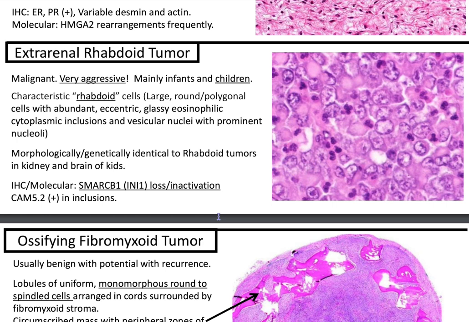Extrarenal rhabdoid tumor. These are malignant, very aggressive in infants and children. You'll have these characteristic rhabdoid cells, these large, round, polygonal cells with abundant, eccentric, glassy, eosinophilic cytoplasmic inclusions and vesicular nuclei with prominent nucleoli. It's morphologically and genetically identical to your rhabdoid tumors in the kidney and brains of kids. So those also have this SMARCB1, INI1 loss and inactivation. And it'll be CAM5.2 positive in the inclusions.